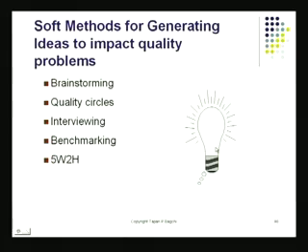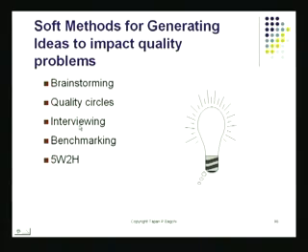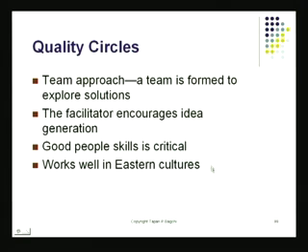It is somewhat difficult to control yourself when you're in a brainstorming session, because we tend to speak up and we tend to control others. Quality circles is the same way. Interviewing is another way to generate ideas. Benchmarking is a great way. And the Japanese method of 5 whats and 2 hows is another method by which you could do that.